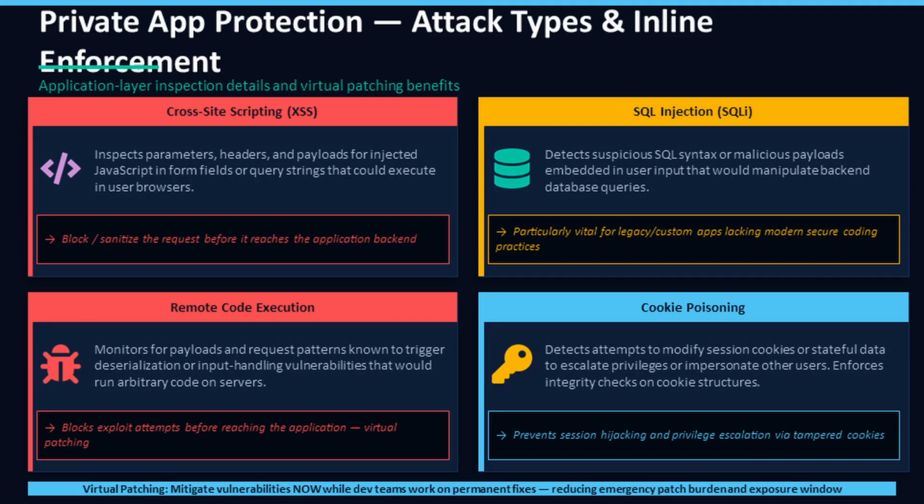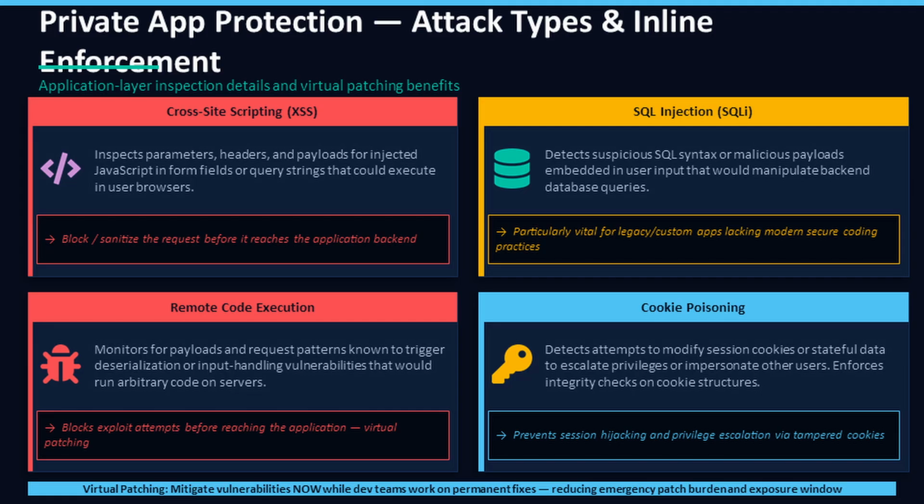Remote code execution attacks attempt to run arbitrary code on application servers by exploiting vulnerabilities in how the application handles input, particularly in deserialization routines or file upload handlers. These are among the most severe vulnerabilities because successful exploitation typically leads to complete server compromise. Private app protection monitors for request patterns and payloads known to trigger RCE vulnerabilities, blocking them before they reach the application.